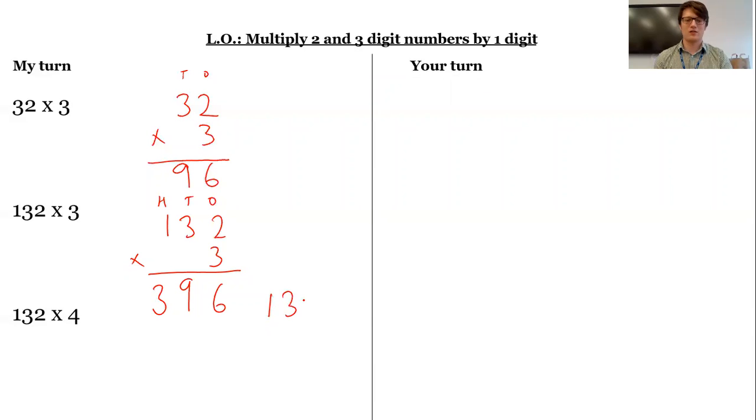If I change, I'm not timesing by 3 now, I'm timesing by 4. Well, 4 times 2 is 8. 4 times 3 is 12. So I need to regroup. I can't put 12 in this tens column. I put that 10 down into the next column. 4 times 1 is 4. Add the 1 gives me 5. So I get 528. Got 8 ones, 12 tens, and in total 5 hundreds.